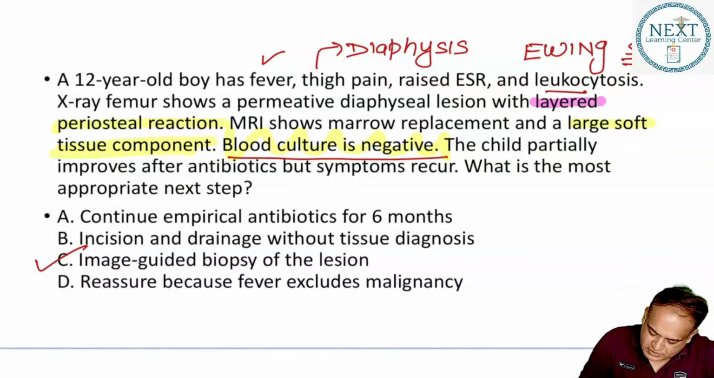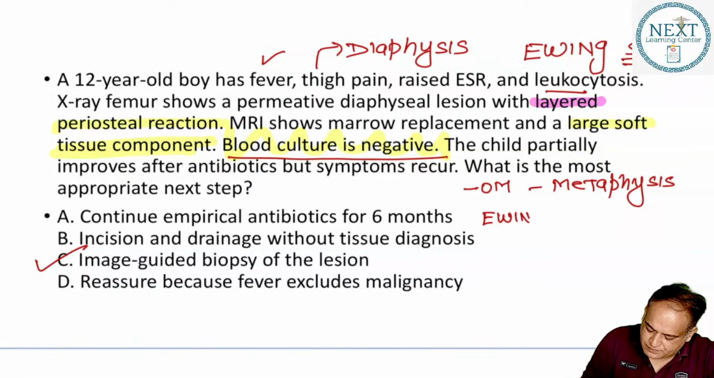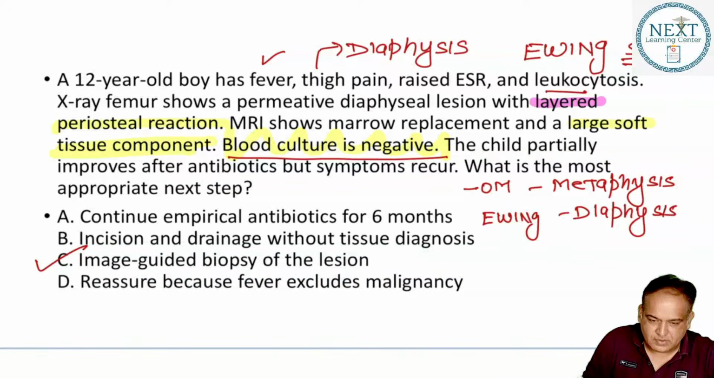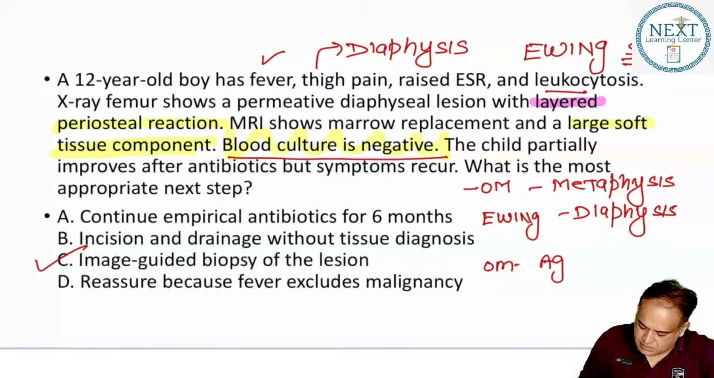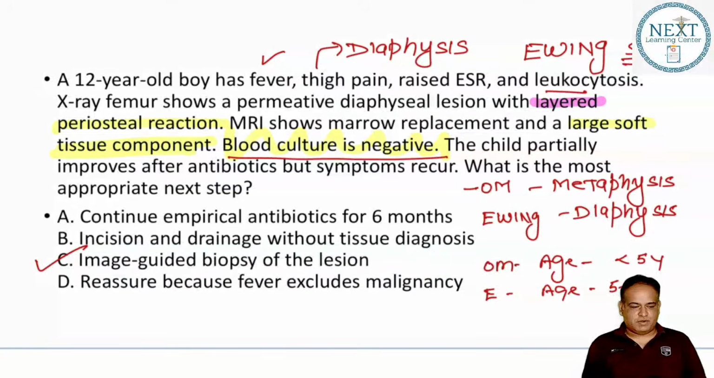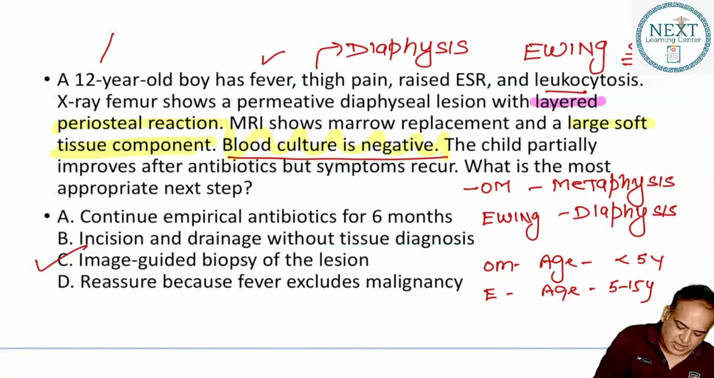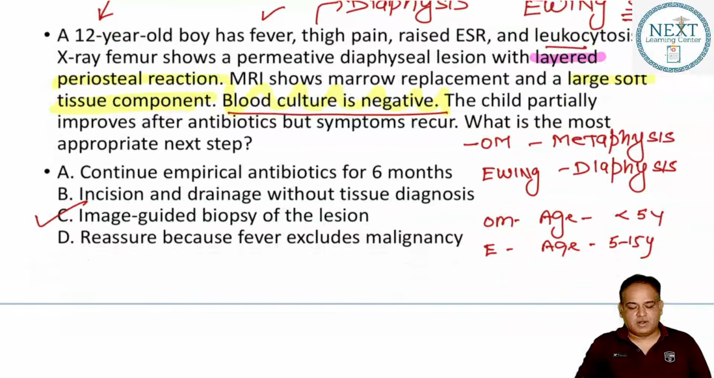Secondly, you will notice one thing, that osteomyelitis occurs at metaphysis, whereas Ewing's occurs at diaphysis. Osteomyelitis age is less than 5 years. Ewing's age is between 5 to 15 years. So the age also supports our diagnosis.